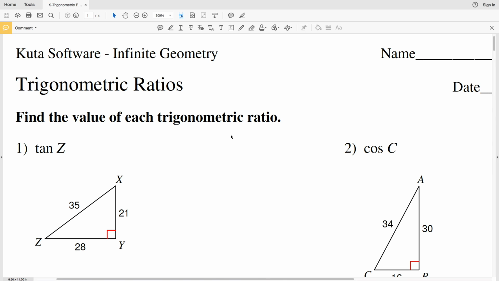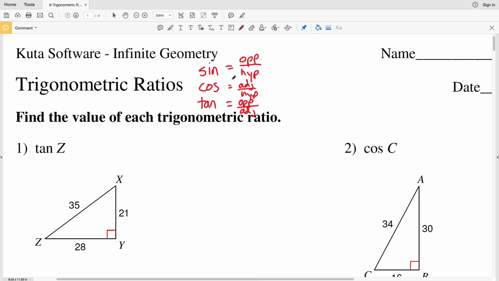In this video, we're going to start the Kuta Software Infinite Geometry free worksheet, Trigonometric Ratios. Now, trig ratios, we have, in this worksheet, sine, cosine, and tangent. So the sine of some angle is going to be the opposite side length over the hypotenuse. The cosine is going to be the adjacent side, or the side that's touching that angle, over the hypotenuse. And for the tangent, it's going to be the opposite side of that angle over the adjacent side of that angle.